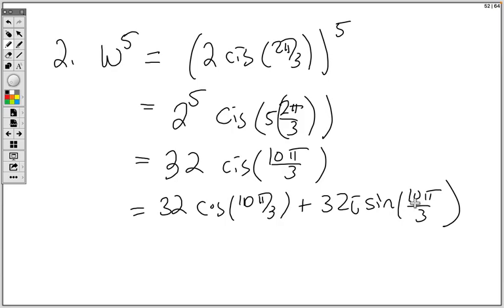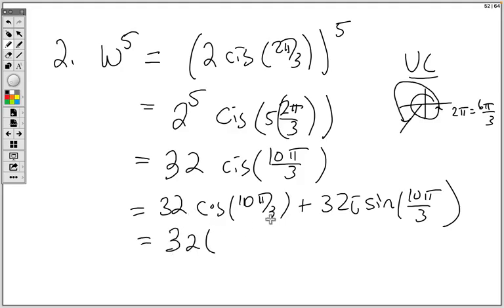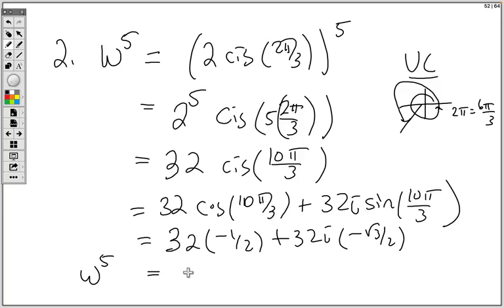Now 10 pi over 3 is more than 2 pi. So let's think about going back to the unit circle. Where is 10 pi over 3? All the way around would be 2 pi, which is 6 pi over 3. So I need an additional 4 pi over 3. So I'd have to keep going. And that would land me here in quadrant 3. So that means that the cosine of 10 pi over 3 would be minus a half. The sine of 10 pi over 3 would be minus root 3 over 2. So w to the 5th in rectangular form is negative 16 minus 16i square root 3.